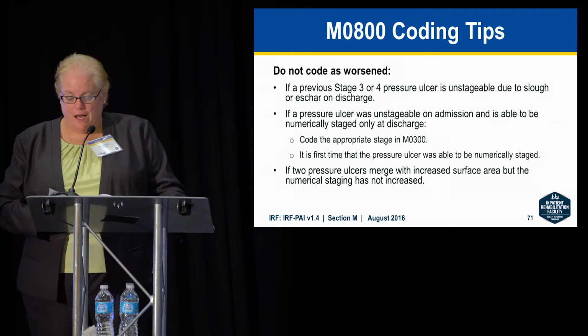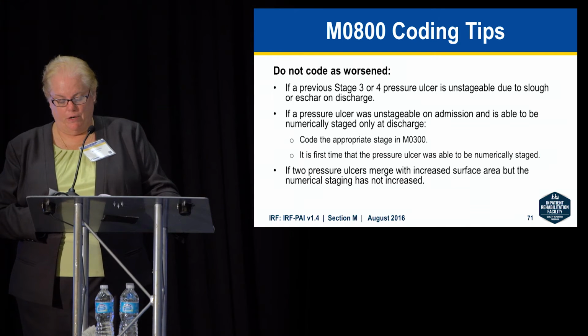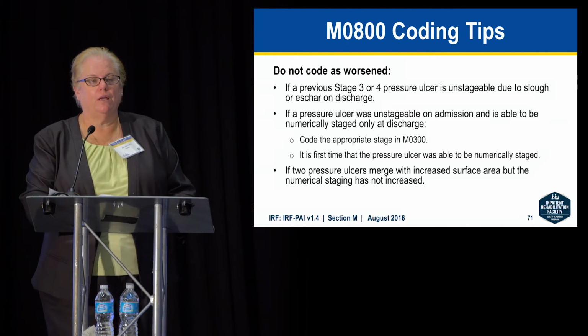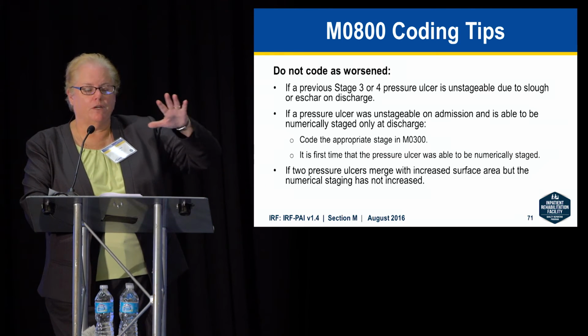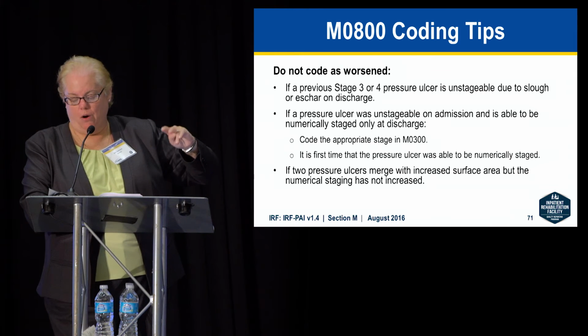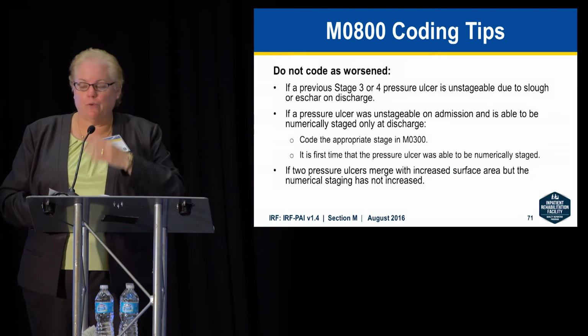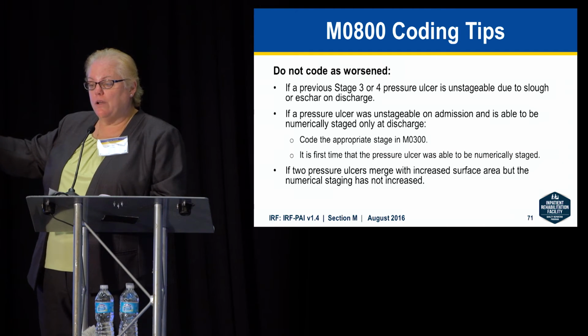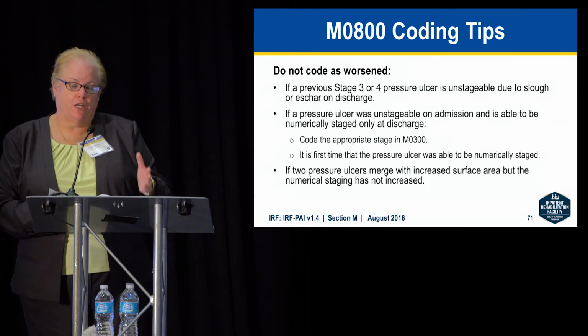If a pressure ulcer is unstageable on admission and is able to be numerically staged only at discharge, code the appropriate stage at M0300, if this is the first time the pressure ulcer was able to be numerically staged. So if they come in with an ulcer, it's fully covered with slough, it takes whatever time that we're there to clean it up, and now on discharge, we know it's a stage 3 because it's clean. We can't say it's worsened, right? Because we didn't know what stage it was when they came in. Now we're just going to actually stage it.